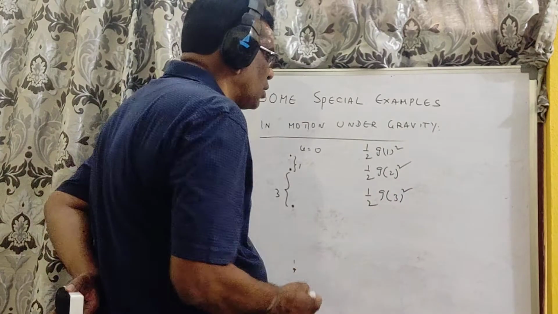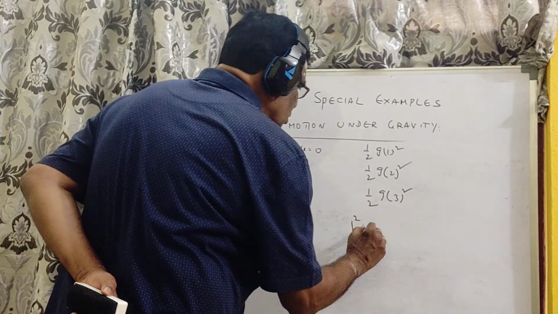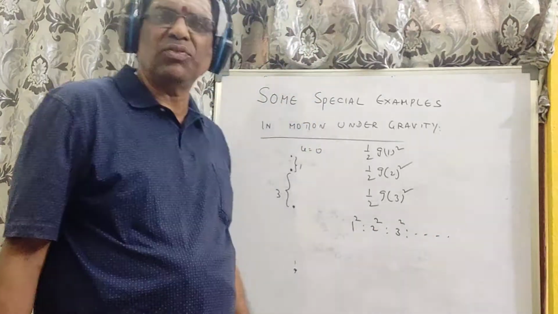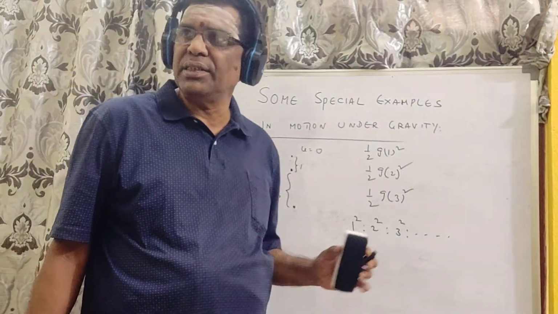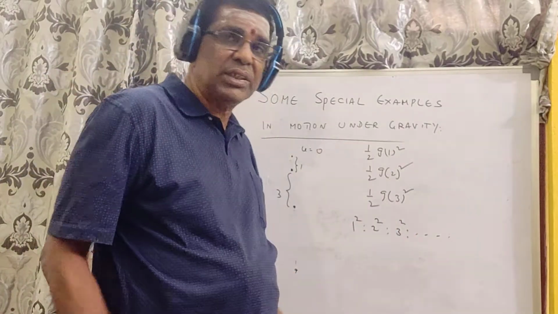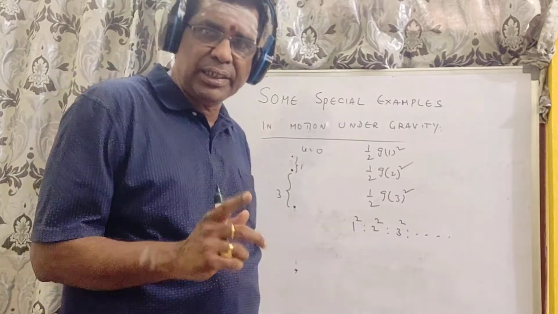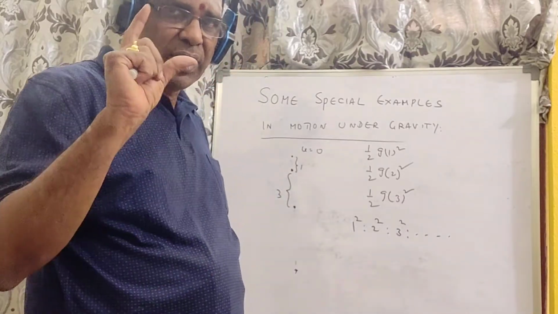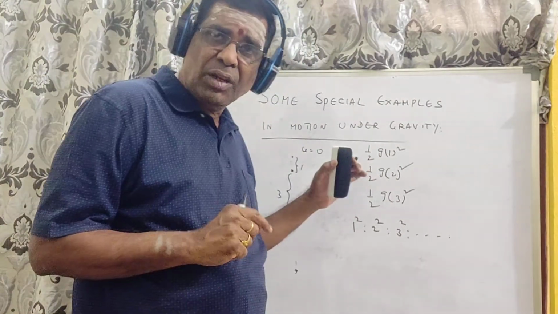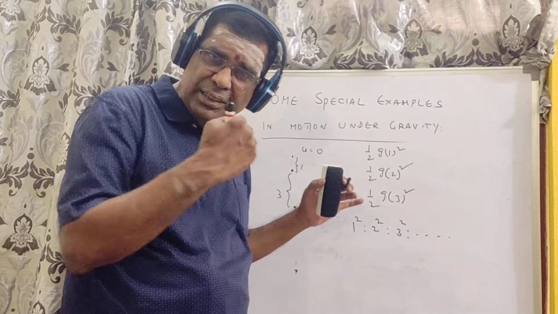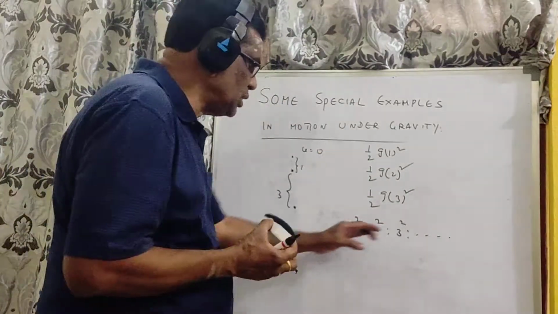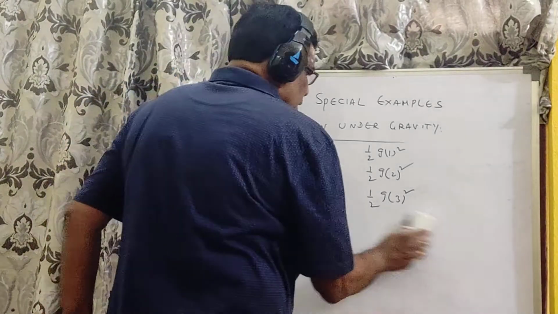If you put it, g by 2 is common, as you know very well. So it is 1 square is to 2 square is to 3 square is to, etc. So 1 is to 4 is to 9. There is a clear-cut distinction between these two cases. You should understand that the previous one was the first second, second second, third second, fourth second. Likewise, 1 second only was that interval. Here, it is the first second, first 2 seconds, first 3 seconds, first 4 seconds. So this is how you get the ratio for these things.